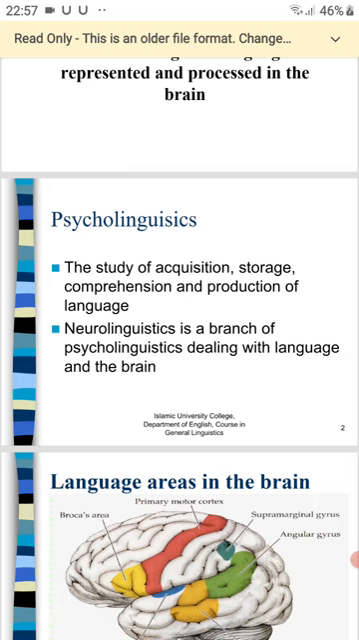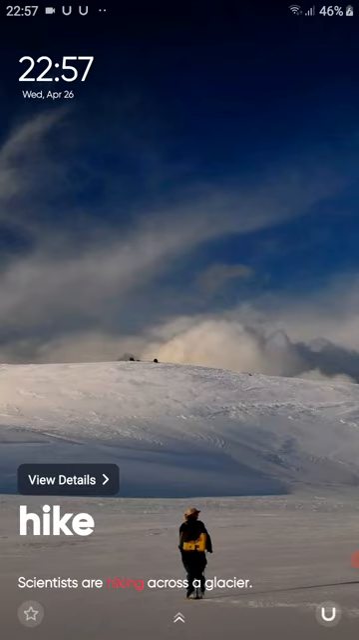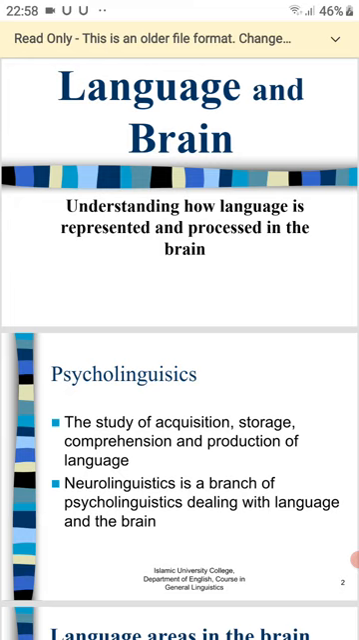After maybe three months, I will talk about comprehension, which is the responsibility of Wernicke's area, and sound production, which is Broca's area. So the relation between psycholinguistics and neurolinguistics is language and brain. Neurolinguistics is a branch of psycholinguistics dealing with language and the brain. Why do we say language is located in the left area? Doctors have experimented with brain-damaged patients. Any damage in this area in the left hemisphere causes problems producing sound. But if you have damage in the right hemisphere, it's okay, you can continue life.